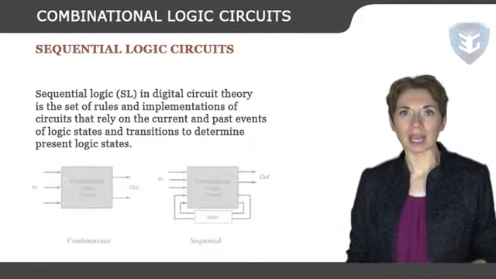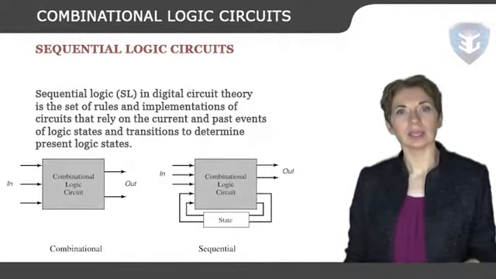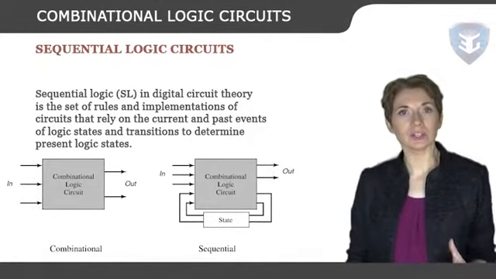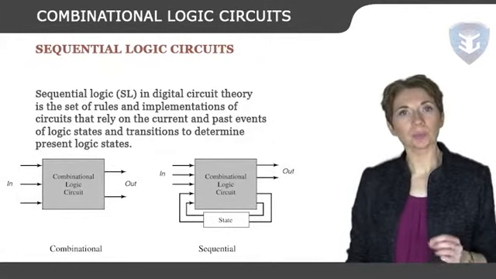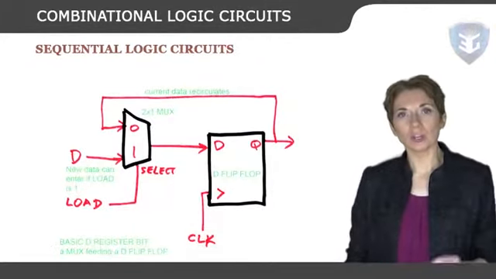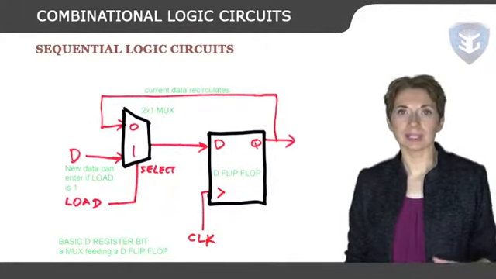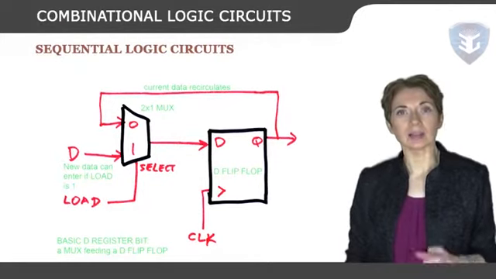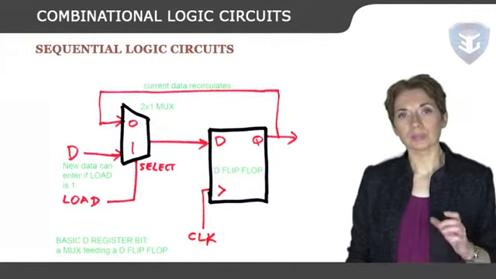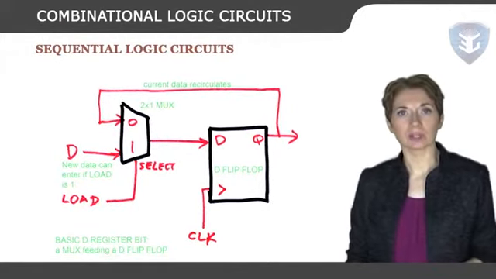Sequential logic, or SL, in digital circuit theory is the set of rules and implementation of circuits that rely on the current and past events of logic states and transitions to determine present logic states. Knowing about combinational logic, CL, the set of rules and implementation of circuits that rely on the actual logic levels, reveals the key points in sequential logic.